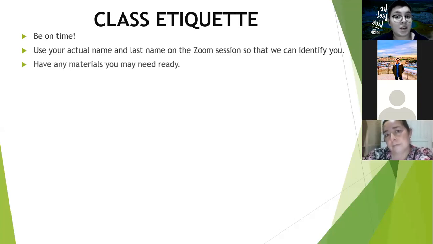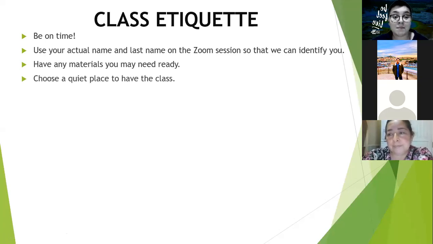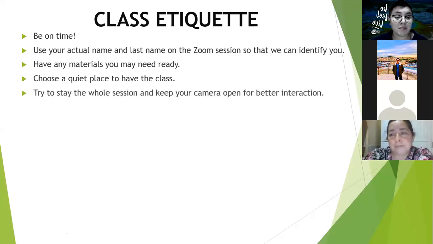Then have any materials you may need ready, and your materials aren't only your books, can be a notebook, notepad, or a pen, pencil, a bottle of water, tea, coffee, anything that you need to feel comfortable during the session. Ideally, we should all have quiet places to have the class. If that's not possible, then we'll try not to get too distracted by what's happening around us. Then please try to stay the whole session and keep your camera open for better interaction.